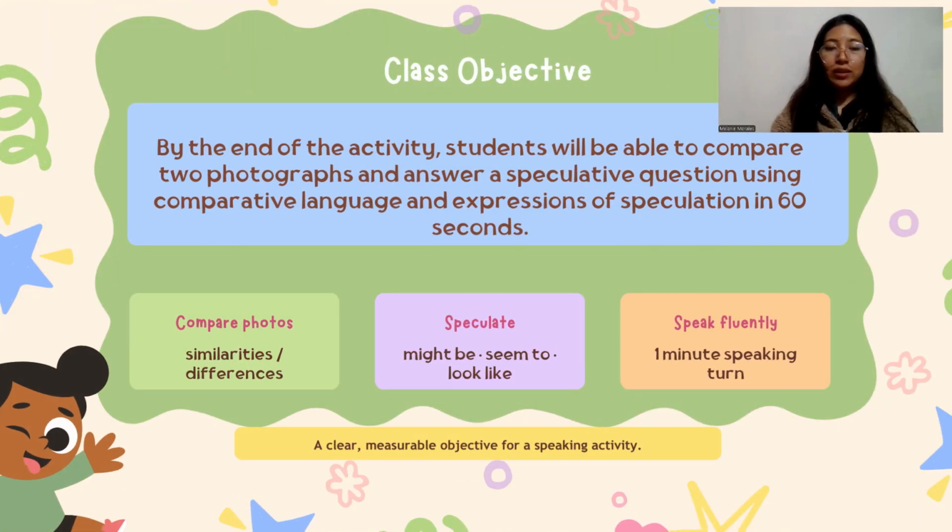Now, the class objective was clear and measurable. By the end of the activity, we were able to compare two photographs and answer a speculative question using comparative language and expressions of speculation, all in 50 seconds. Specifically, we practiced pointing out similarities and differences, using phrases like might be or seem to, and speaking fluently for 1 minute without stopping.